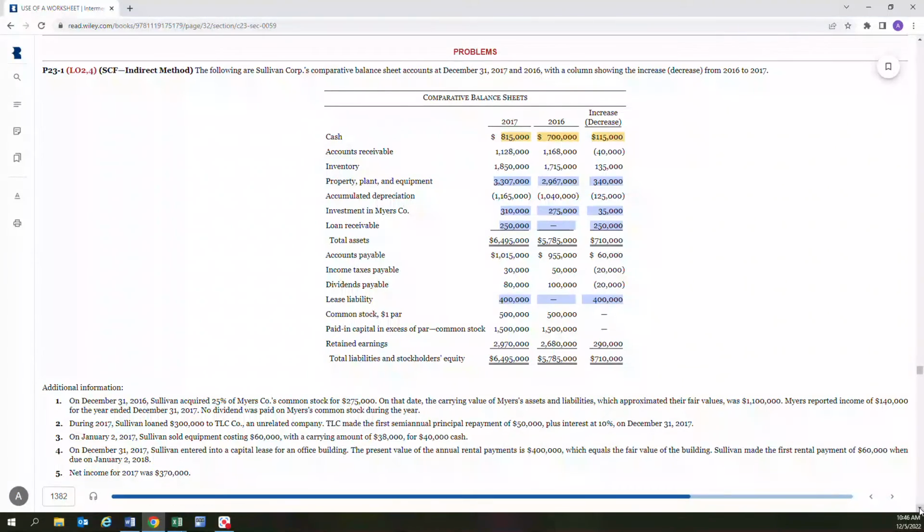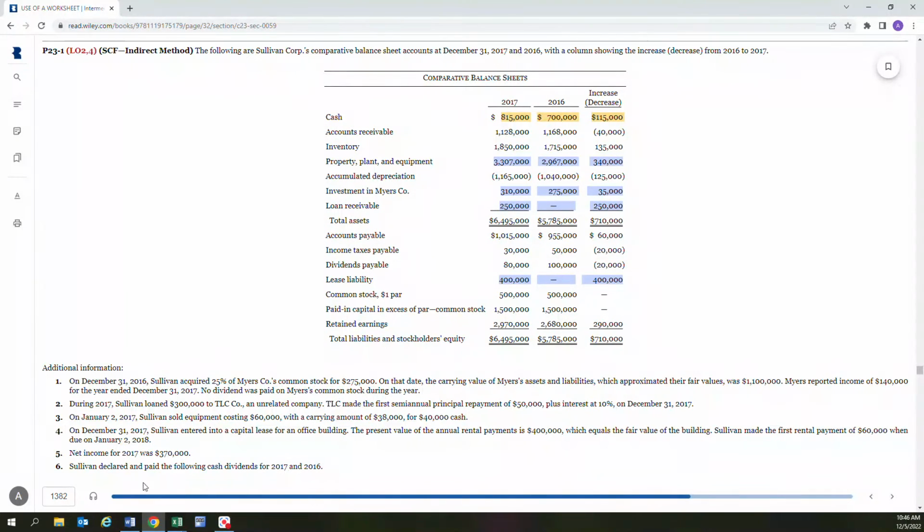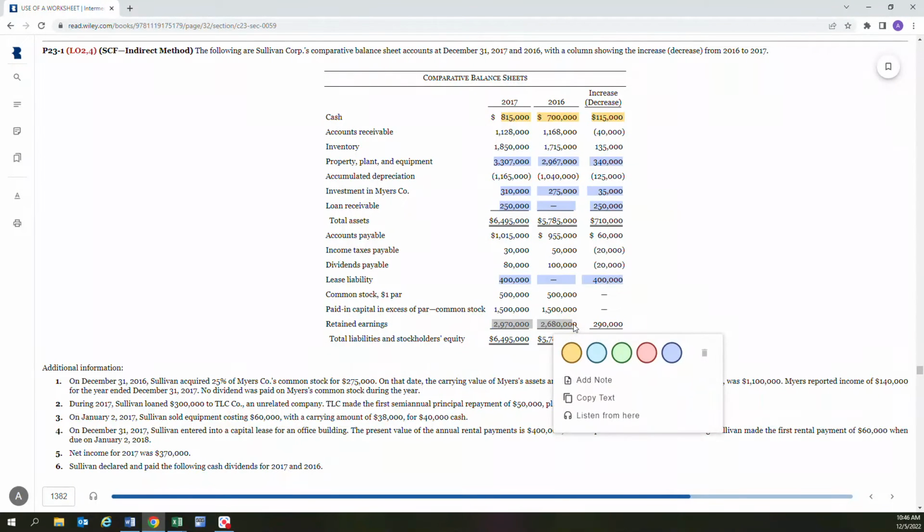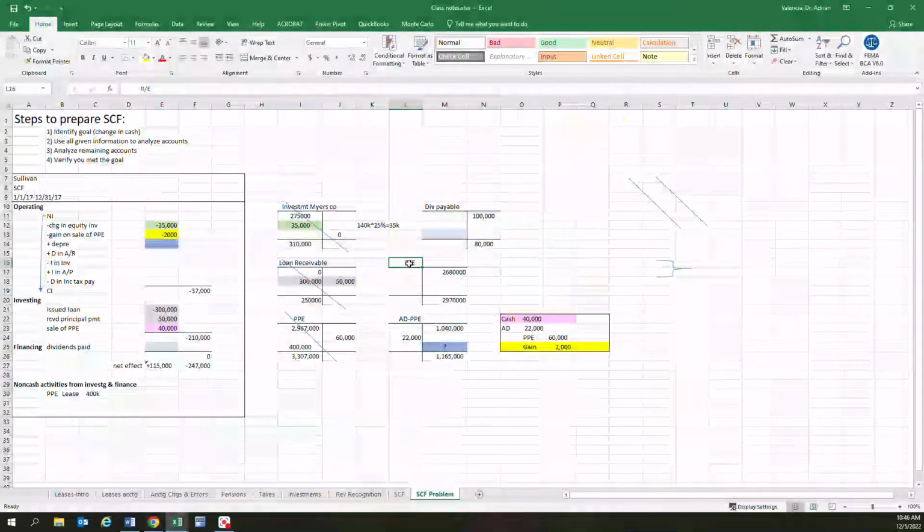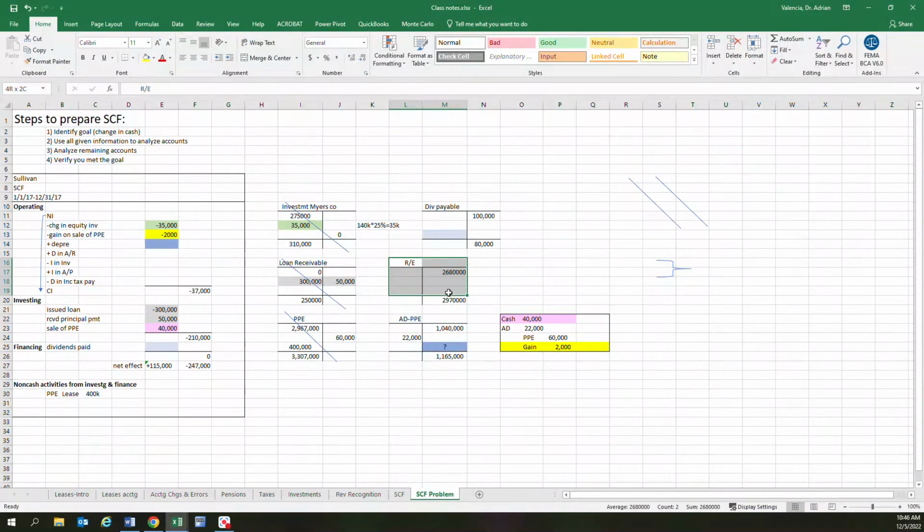And then finally, we are told that net income for 2017 was $370,000. So I'm going to analyze the retained earnings account, okay, because that's where it would go. So we started at 2.6, roughly 2.7, and ended at 2.9. So let me go and do a T account for that, and that's right here, 2.6, 2.9.